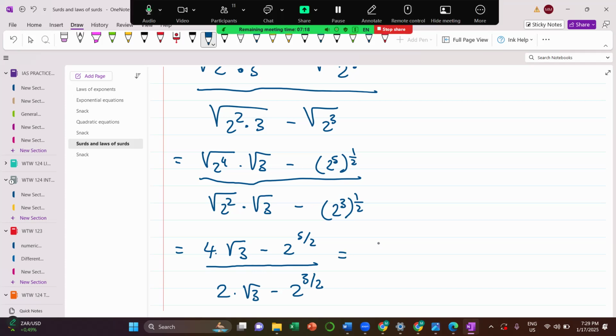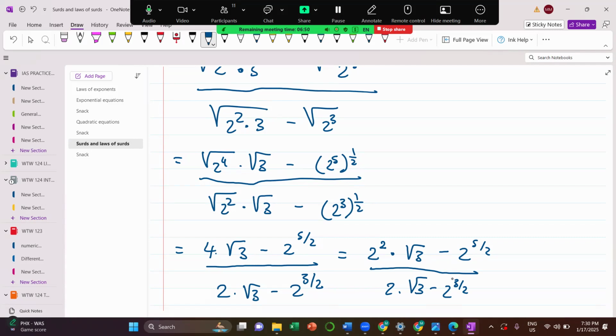So this four can be written as what? 2 to the exponent of what? 2, right? And I still have square root of what? 3, right? Here I still have minus 2 to the exponent of what? 5 over 2. All over 2 times square root of 3. Sorry, guys. Minus 2 to the exponent of what? 3 over 2, right?